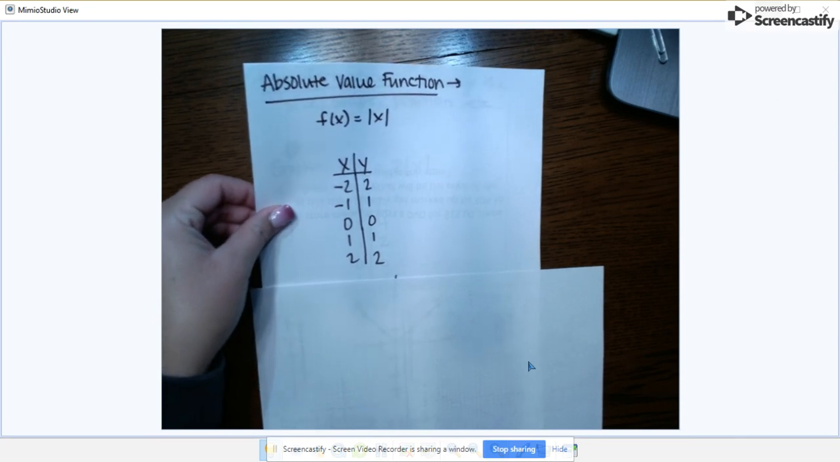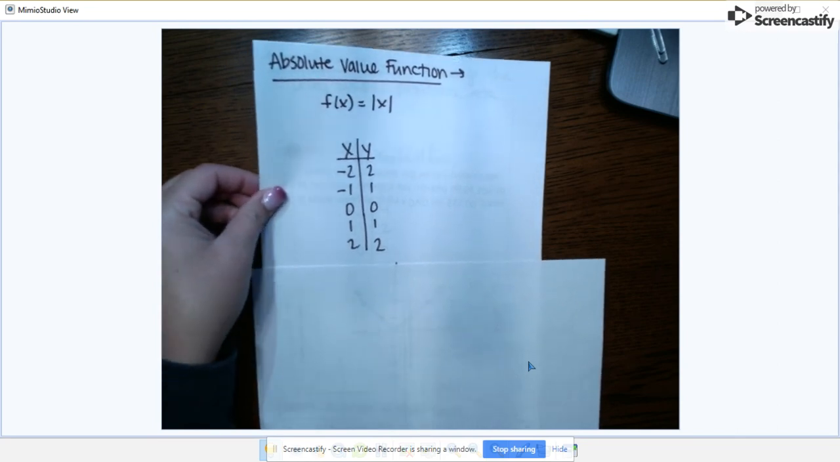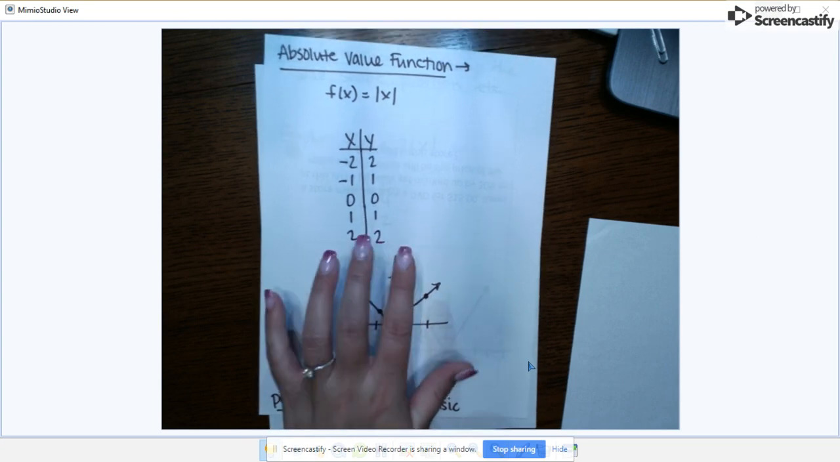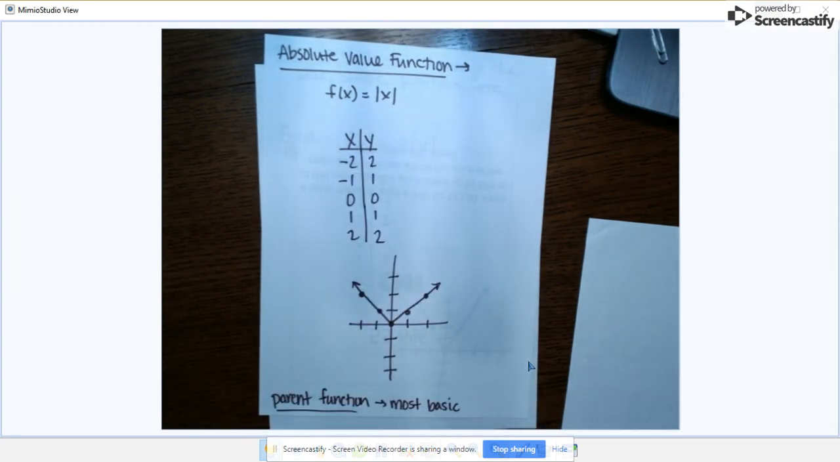Okay, then I went ahead and plotted these points. When I plot them, they look like this. Absolute value functions are always in the shape of a V. So anytime you see absolute value bars, know that the graph will be a V. Like I mentioned earlier, this is what we call the parent function. It's the most basic, the simplest form of this function.